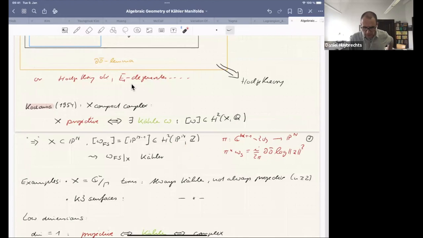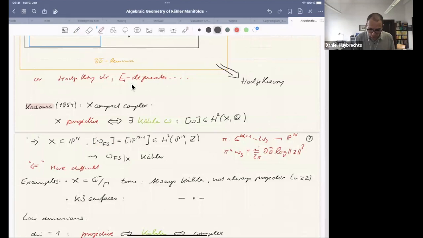well. It turns out that its cohomology class is in fact just the class of a hyperplane section, and that's a Kähler form, and the restriction of a Kähler form remains Kähler, and that gives you that X is Kähler. And the difficult part is of course the other direction. So this is more difficult, and uses vanishing results.